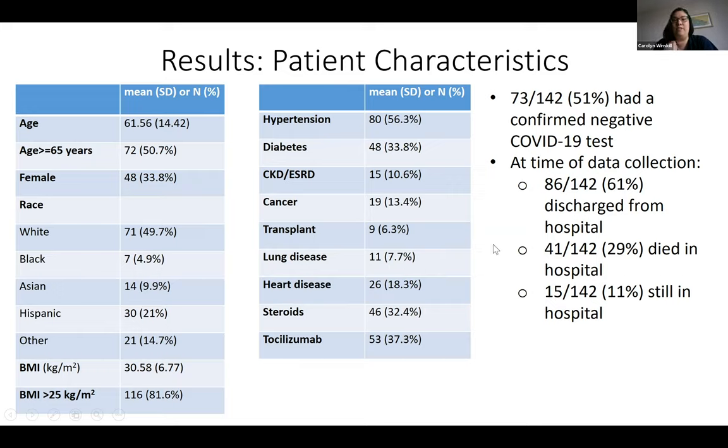For our event of interest, half the people had a confirmed negative COVID-19 test. And in terms of the competing risks that I talked about, at the time of discharge, a lot of people, 60%, were discharged. Almost a third had died in the hospital, and a small number were still in the hospital under observation at the time of data collection.